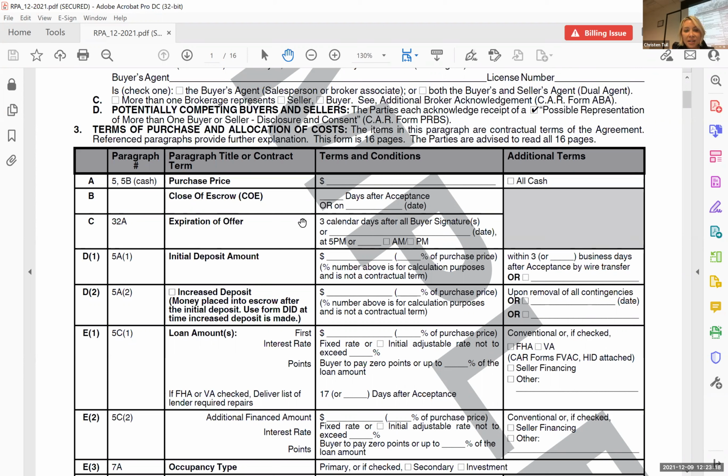All right, let's see here. So the expiration of offer, the way it's boilerplate written, is 3 calendar days after all buyer signatures at 5 p.m. But you can modify this. You can make it longer or shorter. All right.